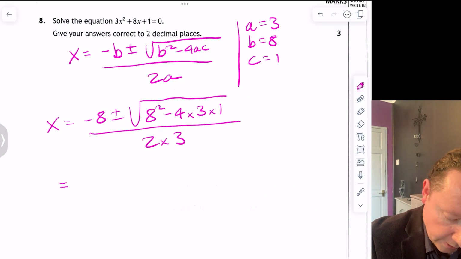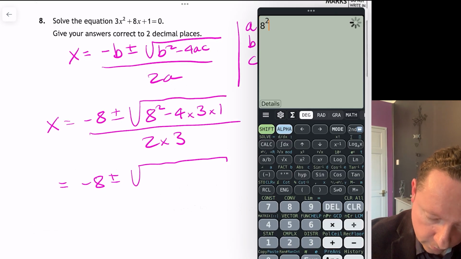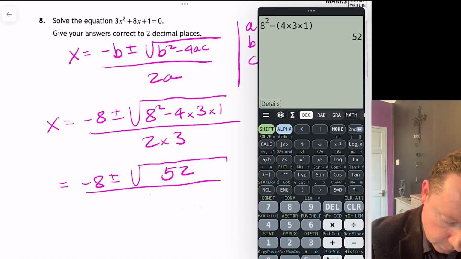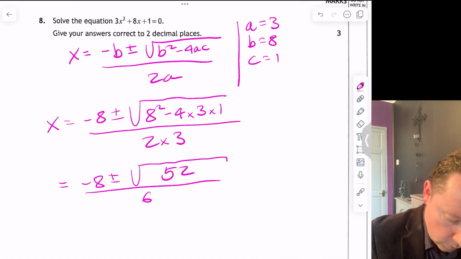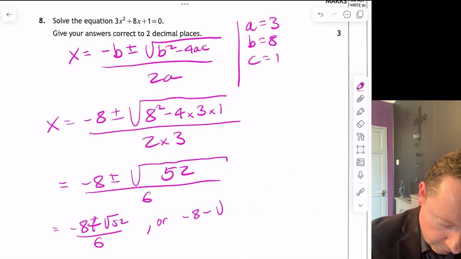So that is minus 8 plus or minus. Usually you get a mark for working this bit out. So I'll work this bit out. 8 squared minus, I'll put a bracket, 4 times 3 times 1 is 52. 2 3s is 6. So that gives me minus 8 plus root 52 over 6, or minus 8 minus root 52 over 6.